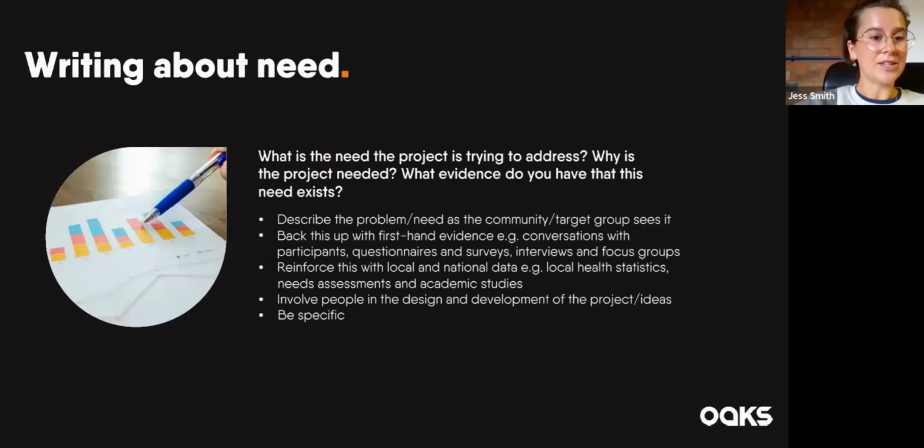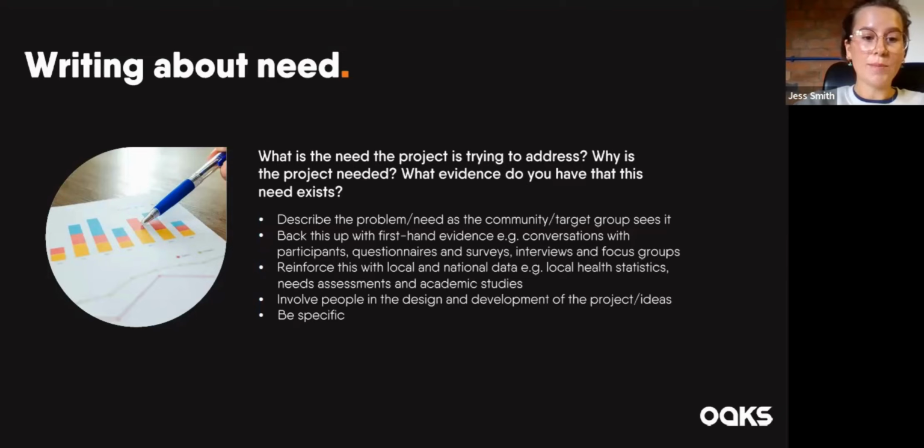The first bit is need, so writing about the need. So you have to think about what is the need important for your project, what are you trying to address, why is the project needed, and what evidence do you have that this need exists. So when writing about need, like Aaron said, it's really important to use your emotion and emotional input to really strengthen your case. Using stats from the internet is great when they can really strengthen your argument, but like Aaron said, using feedback can really, really strengthen your argument.